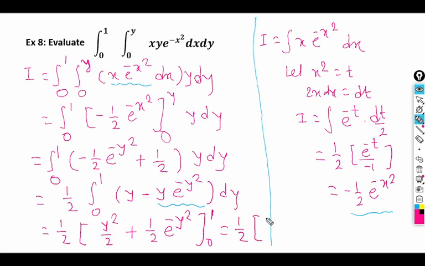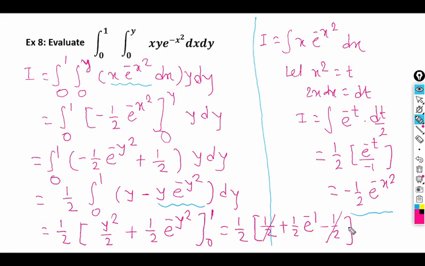When we replace y by 1, it is 1 by 2 times plus 1 by 2 times 1 by e raised to minus 1, e raised to minus 1. So this is when we replace y by 1. Now we replace y by 0. When we replace y by 0, this is 0, but anything raised to 0 is 1. The lower limit has the minus sign, so that becomes minus 1 by 2. So this plus 1 by 2 minus 1 by 2 gets cancelled.